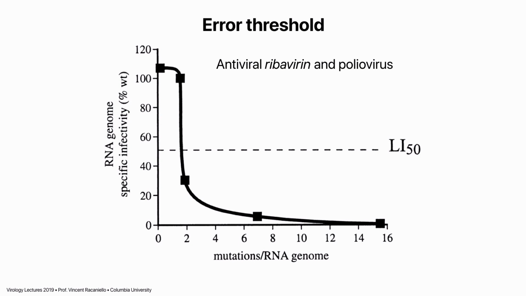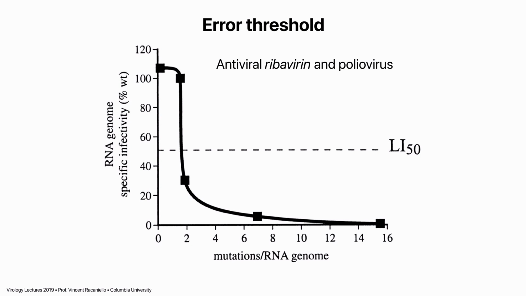And so on the x-axis, we have the number of mutations per genome. So the experiment is to grow the virus in the presence of the drug and then sequence the genome, and you can tell how many mutations are present. And then on the y-axis, you have the infectivity of the genomes. And so in the absence of drug, it's about 100%. There are no mutations. That's the baseline.